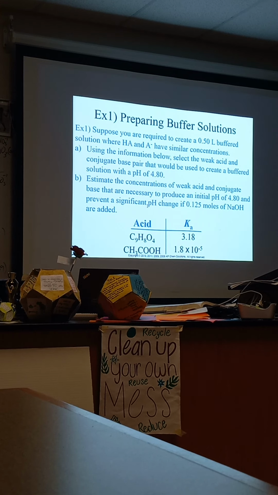Okay, so suppose you are required to create a 0.5 liter buffered solution where HA and A minus have similar concentrations. Using the information below, select the weak acid and conjugate base pair that would be used to create a buffered solution with a pH of 4.8.